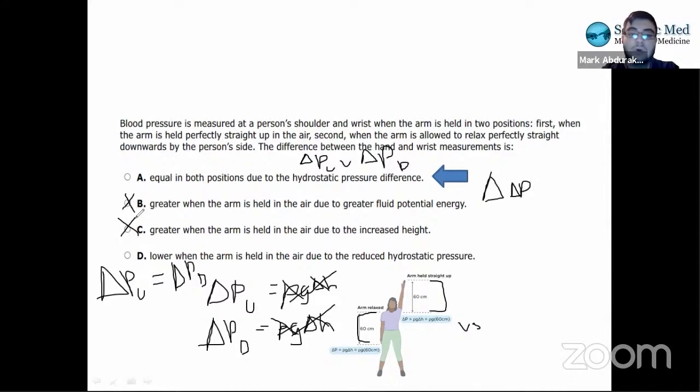And lower when the arm is held in the air due to reduced hydrostatic pressure. Again, hydrostatic pressure is the pressure that's inside your body, right? Near your vessels. That doesn't change depending on the height either, because your hydrostatic pressure is very heavily controlled by things like proteins. Everything in your body is controlling the hydrostatic pressure around your veins, so it doesn't really change with height. So it wouldn't be D either.